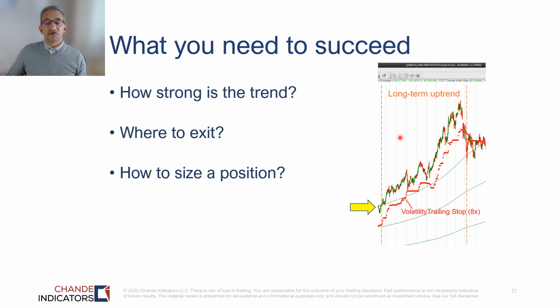So here I have just the strip of a chart that I showed you for the ARK Innovation ETF. We want to review what we need to succeed. The yellow arrow shows the upper green band when prices rose above the upper green band. So that's our measure. The first question, is a trend strong? It is when it's above the green band. Second, where are we going to exit? We have the volatility stop with the 8x multiplier. And three, how to size a position? We just need the gap between the entry point and the exit point just before we place our order in order to calculate the trade size. So it's as simple as that.